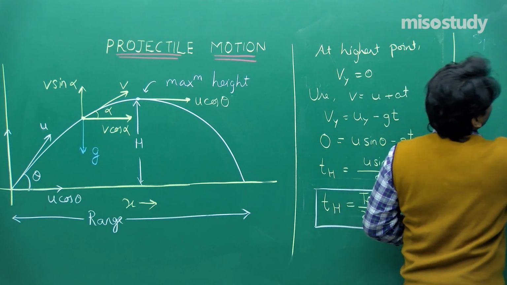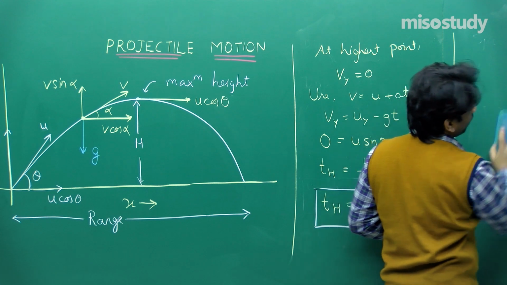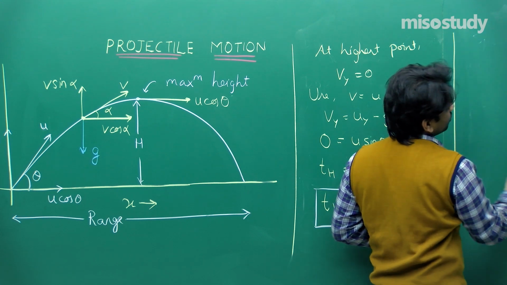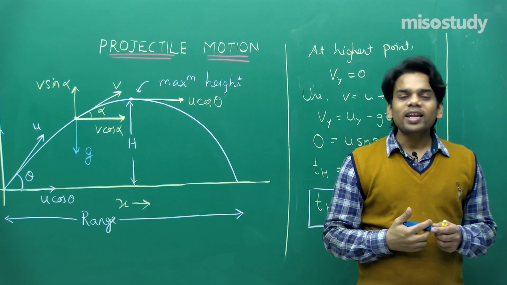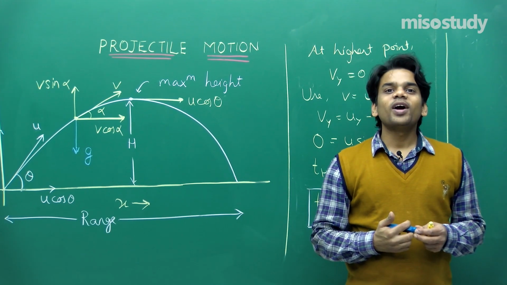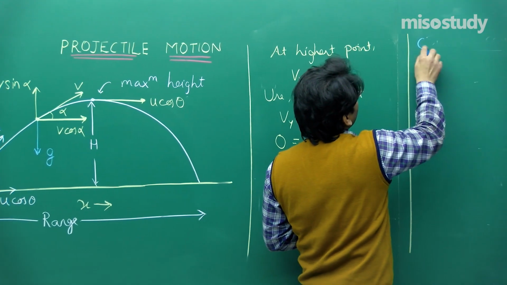A particle is projected at an angle theta with an initial speed u from the horizontal. Now it has been asked, when it reaches its highest point, find the change in momentum of the particle. So it's a simple projectile motion example.